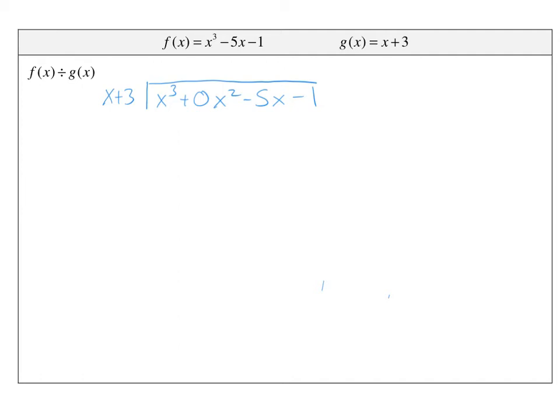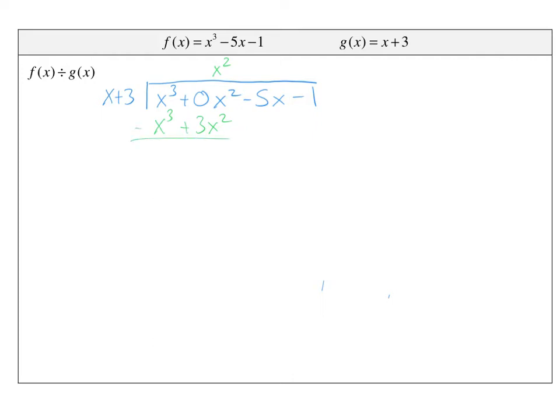Okay, our first step is to think what times x gives us x cubed. And hopefully you can tell that is x squared. So I'm going to put x squared in the x squared column. I call this the x squared column, the x column, and so forth. Anywho, so x squared times x is x cubed. And x squared times 3 is 3x squared. That's going to go right there.